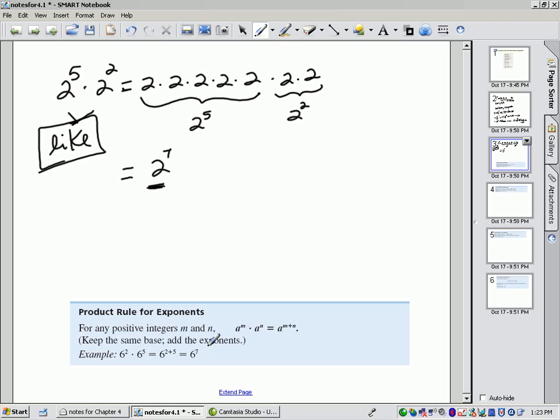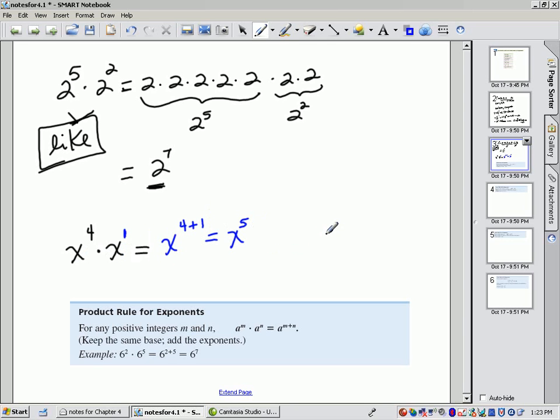Okay? Now, what if we have something of the form x to the 4th times x? That is where we don't visibly see an exponent written. You have to understand then that the exponent is understood to be 1. So if we're multiplying like bases, then our base stays the same, and then we add 4 plus 1, which is x to the 5th. Okay.